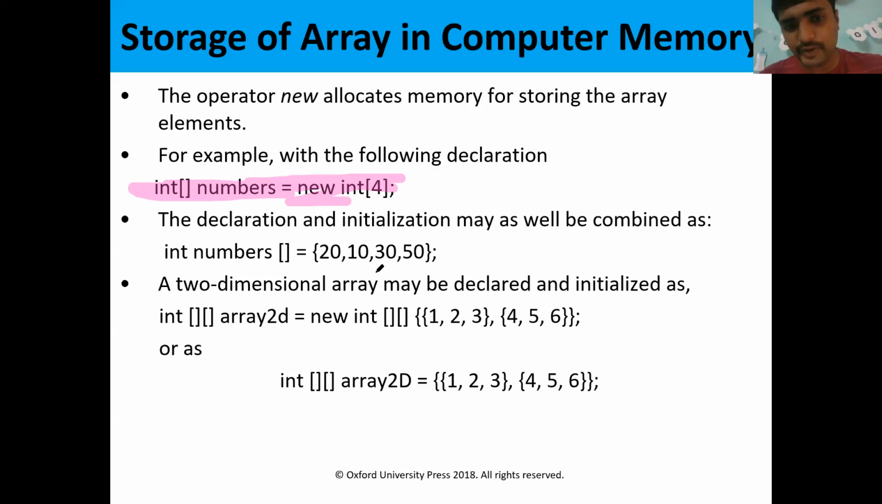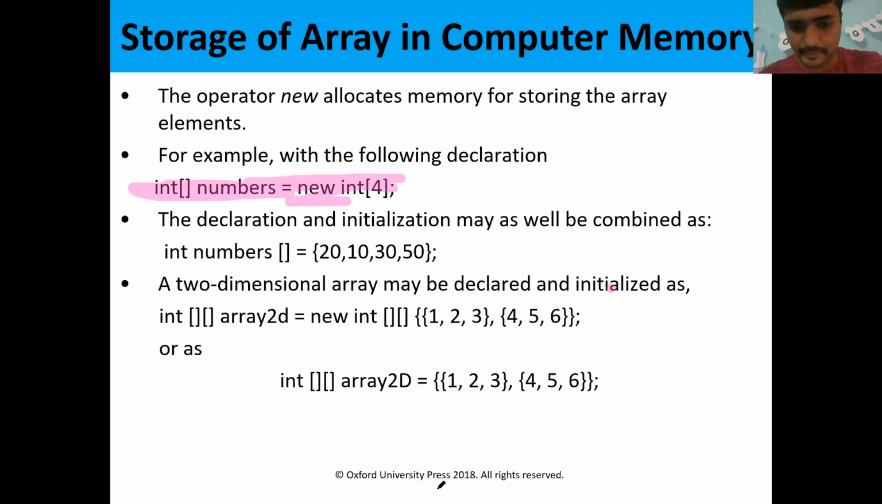After initialization with 20, 10, 30, 50, these values will be occupied in the memory. Initially, all values are occupied with 0. After initialization, those zeros are replaced by 20, 10, 30, 50. So this is the storage of an array in computer memory.